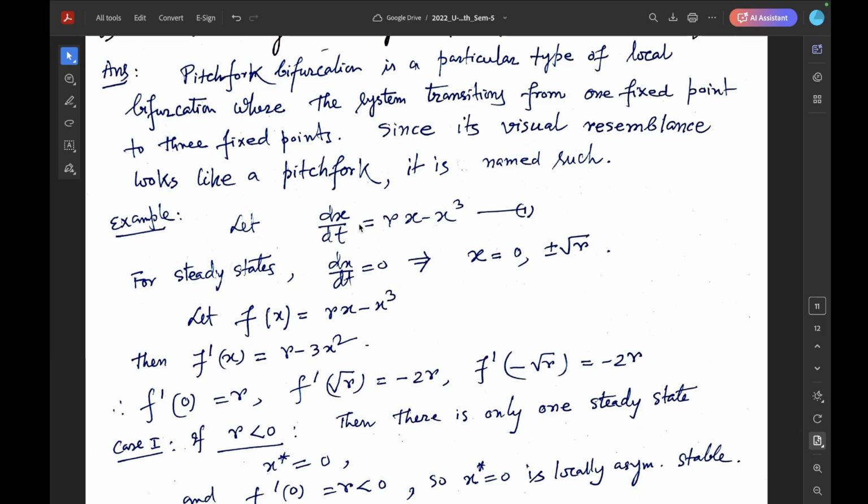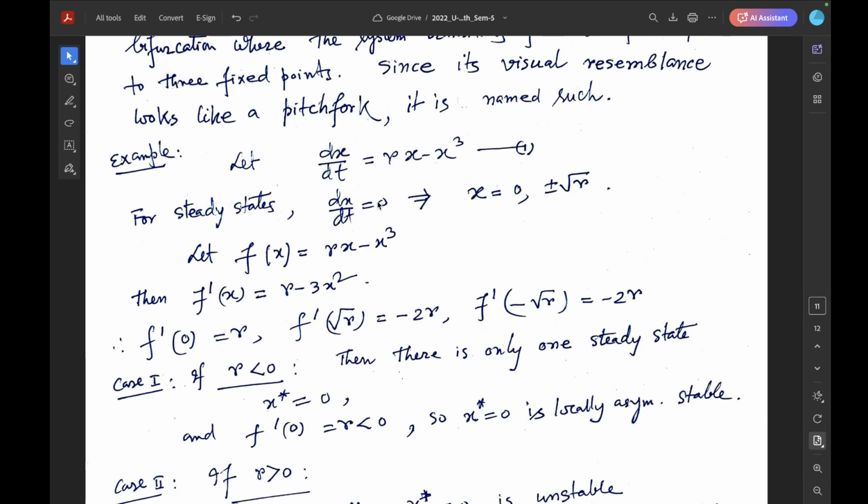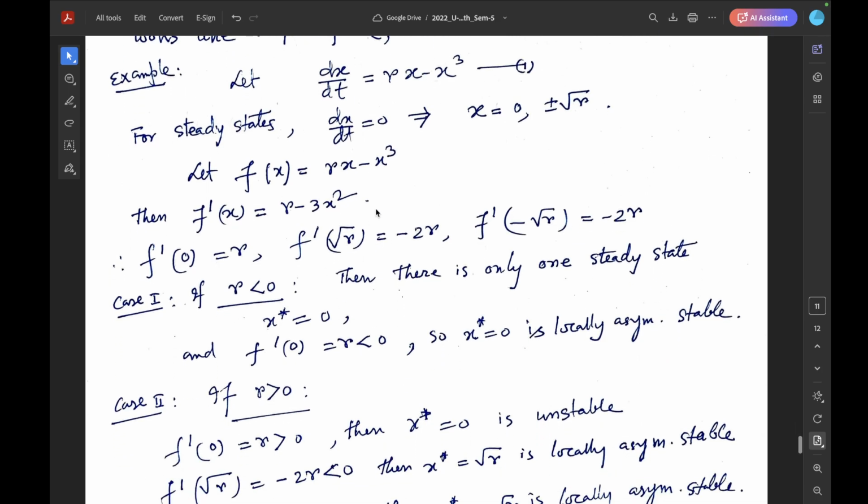Example: dx/dt equal to rx minus x cube. For steady states, dx/dt equal to 0, so either x equal to 0 or x equal to plus minus root r. So there are three steady states here. Let f(x) equal to rx minus x cube. Then f dash x equal to r minus 3x square. So f dash 0 equal to r, f dash root r equal to minus 2r, and f dash minus root r equal to minus 2r also.